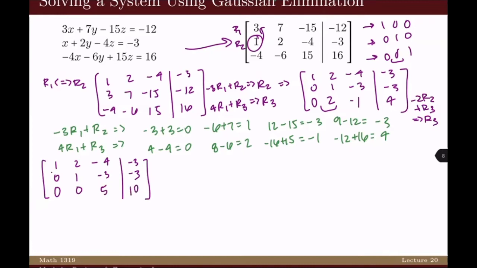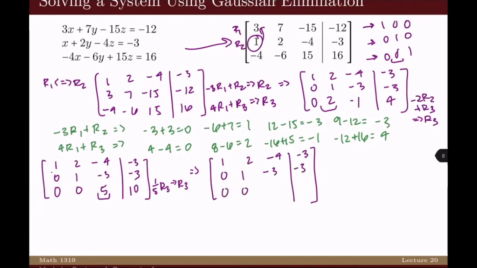Then the next step I need to do is make this into a 1, so it's going to be 1/5 R3 is my new R3. And that's going to be 1, 2, -4, augmented -3, and then 0, 1, -3, -3, and then 0, 0, 1, and 2, because 10 divided by 5 is 2.